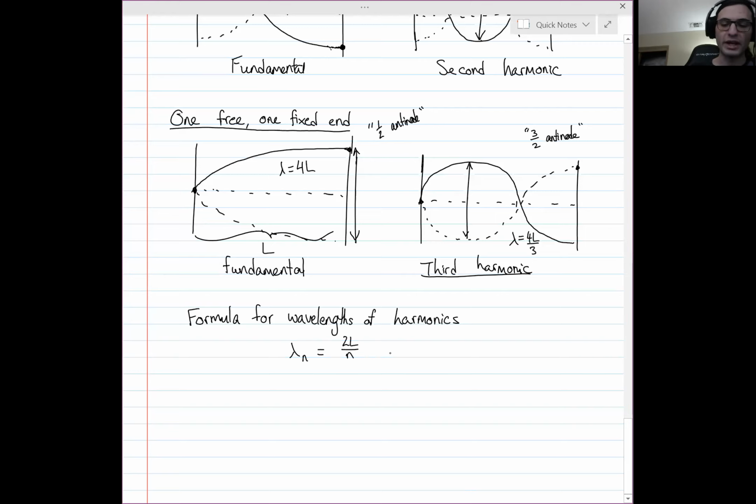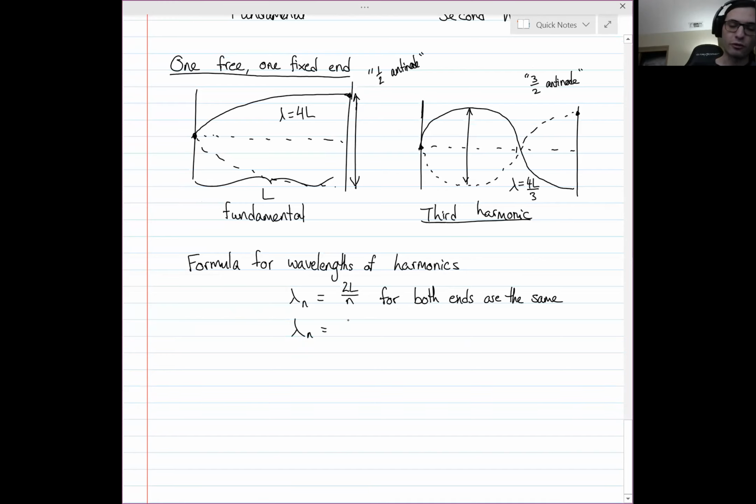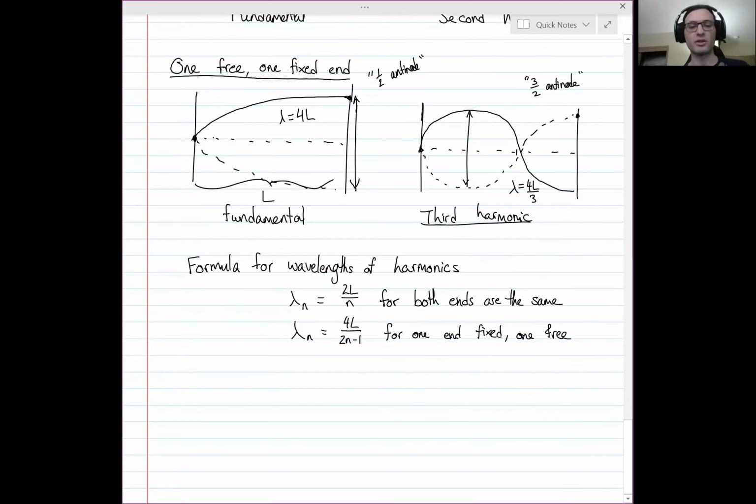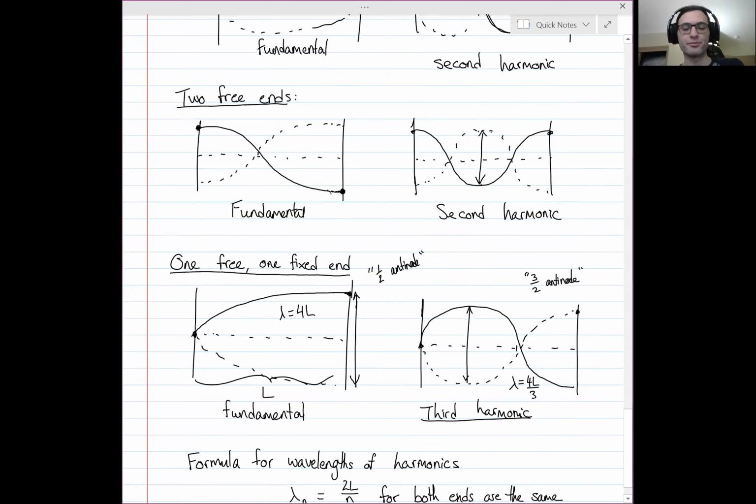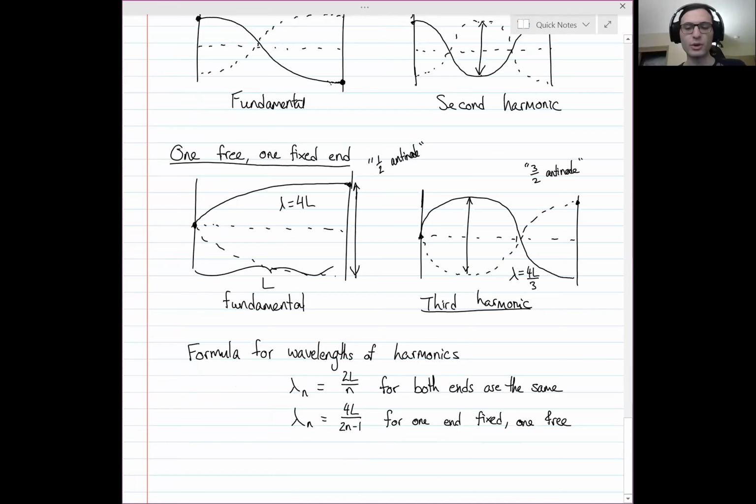This is for when both ends are the same, either both free or both fixed. The other case that we have is lambda n equals 4L over 2n minus 1. This is for one fixed and one free. The reason they have to be different is because while the two free ends and the two fixed ends have the same fundamental wavelength, the one fixed, one free just doesn't. And you'll notice that there is no fourth harmonic for the free end either.